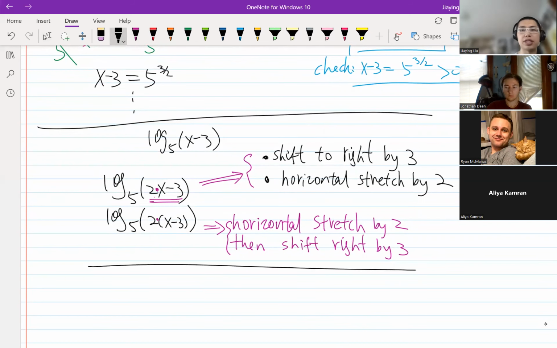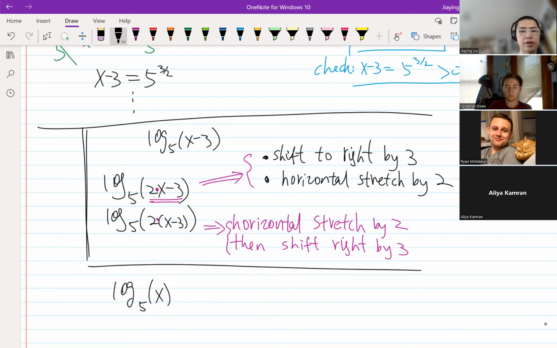if I give you something like, let's say, log base 5 of x, and I tell you, okay, I'm going to do a horizontal shift first, and then I'm going to do a horizontal stretch. So that will be the first case. But if I say I'm going to do a horizontal stretch first, and then a horizontal shift, we have to put it into the form with the parentheses inside the log. So that's something we have to be careful with when horizontal stretch and shift are combined.